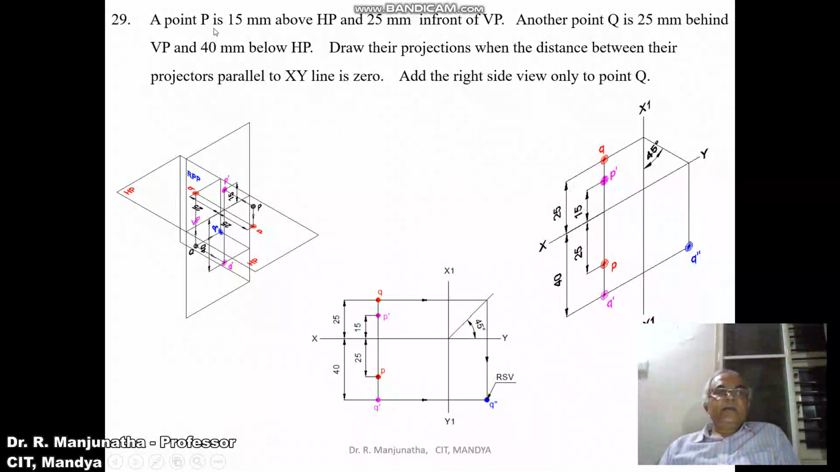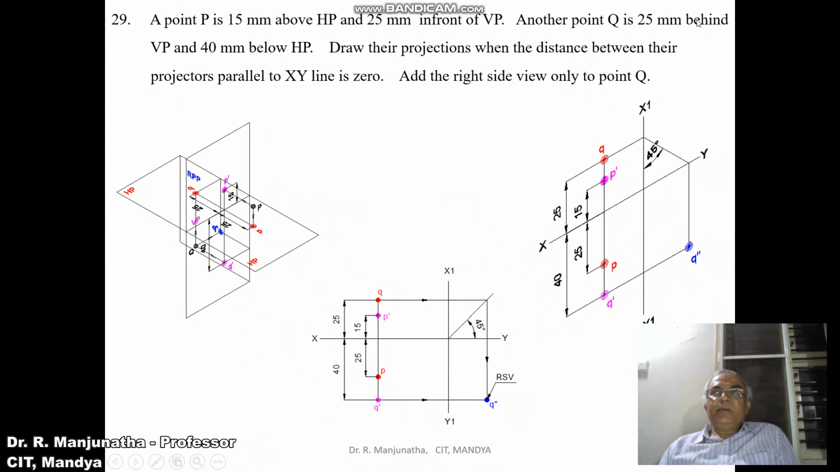First we'll consider a point capital P, 15 mm above HP. So you can see the distance above HP when you look from the front view. When that is projected onto the vertical plane, you are going to get this small p dash here. So the distance is 15 mm. Now when you look from the top view, we can see the distance of 25 mm in front of VP. When it is projected from the top view, it will fall on the horizontal plane. So that distance will become 25 mm here. So this point is going to be the small p.